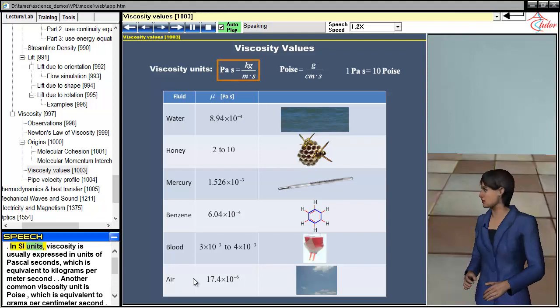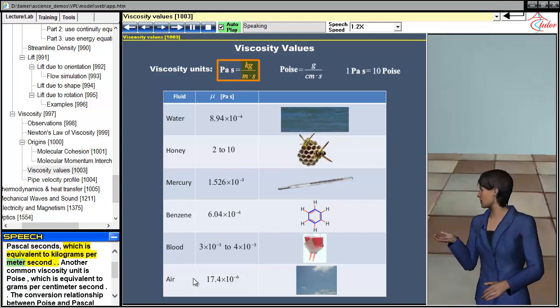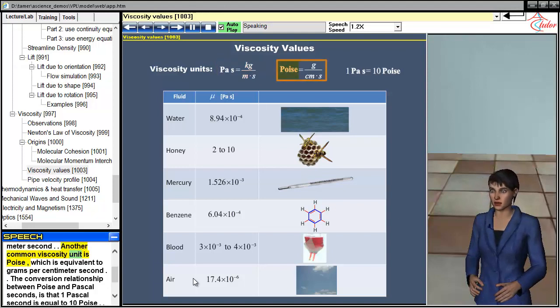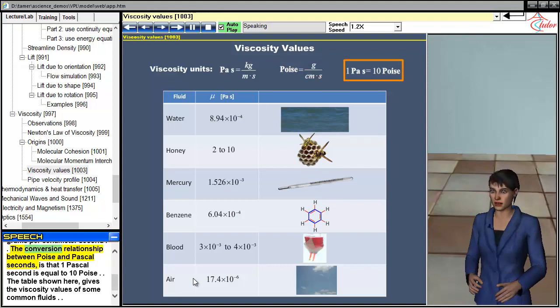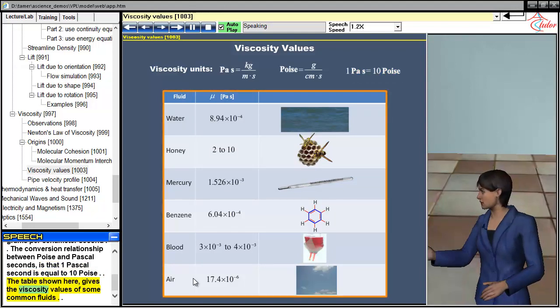In SI units, viscosity is usually expressed in units of Pascal seconds, which is equivalent to kilograms per meter second. Another common viscosity unit is poise, which is equivalent to grams per centimeter second. The conversion relationship between poise and Pascal seconds is that 1 Pascal second is equal to 10 poise. The table shown here gives the viscosity values of some common fluids.